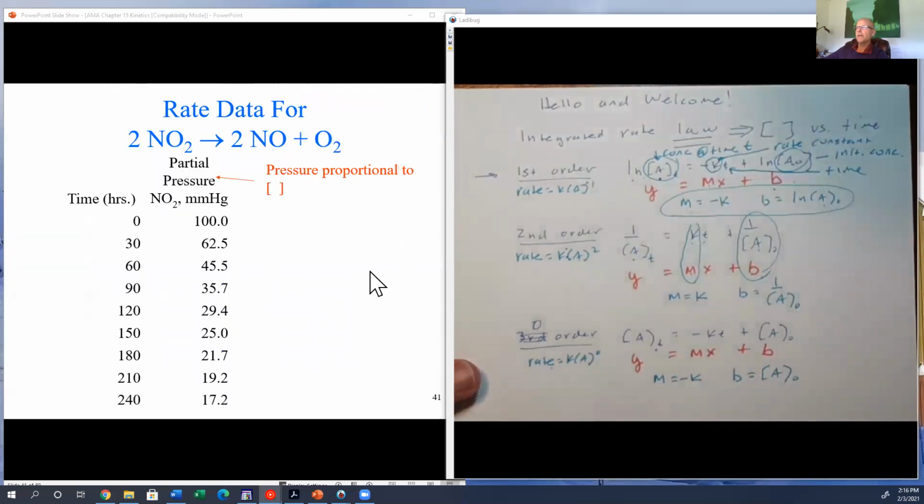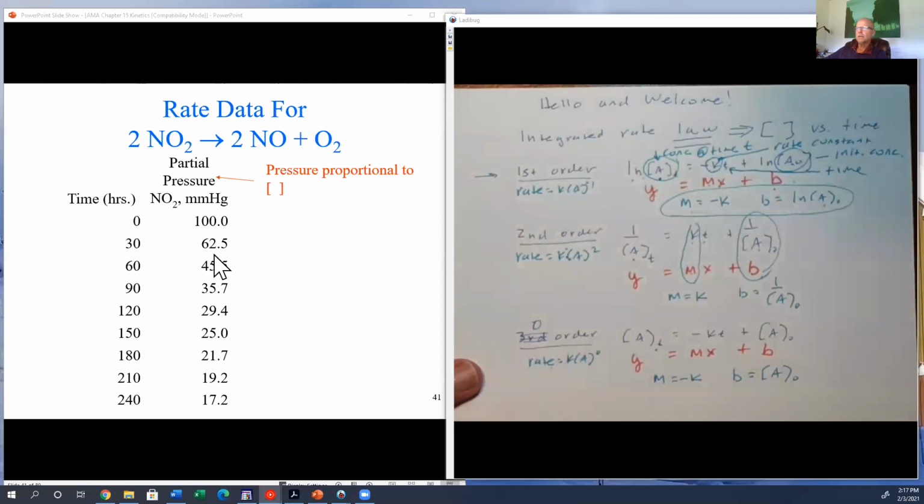All right, here's another reaction: 2NO2 goes to 2NO plus O2. Here I have partial pressure, which is proportional to concentration, so that's fine. I can measure partial pressure. So again, with this same reaction, I start a timer, and every 30 hours, I take a measurement of the partial pressure, which is proportional to the concentration of the NO2.